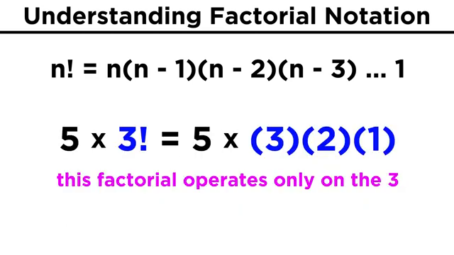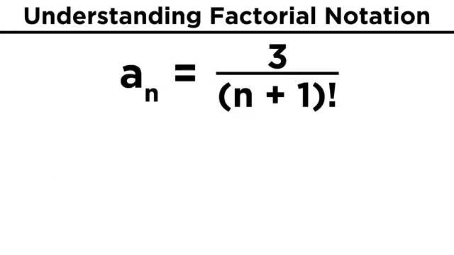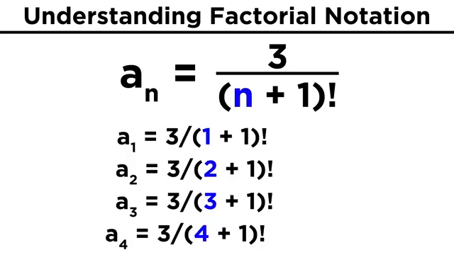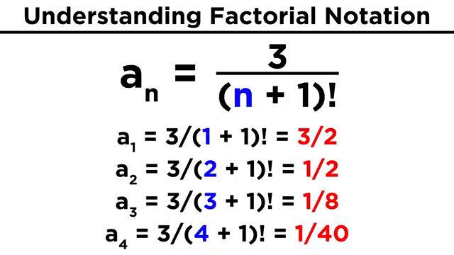Factorials are similar to exponents in that they only operate on the number they directly follow. This is an important concept to understand, as we will frequently see factorials in sequences. Say we have 3 over n plus 1 factorial. Let's plug in 1 through 4 to get the first 4 terms in this sequence. And doing the arithmetic, these are the values we should get.